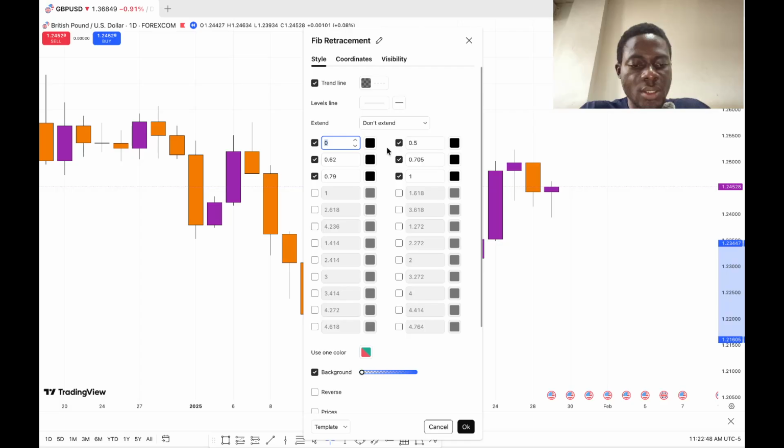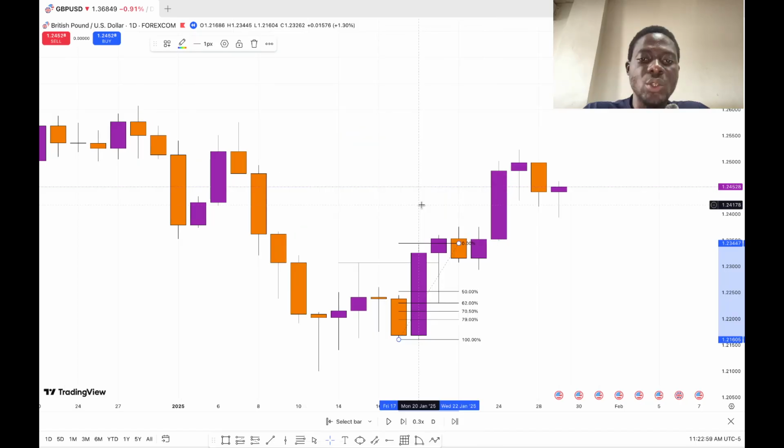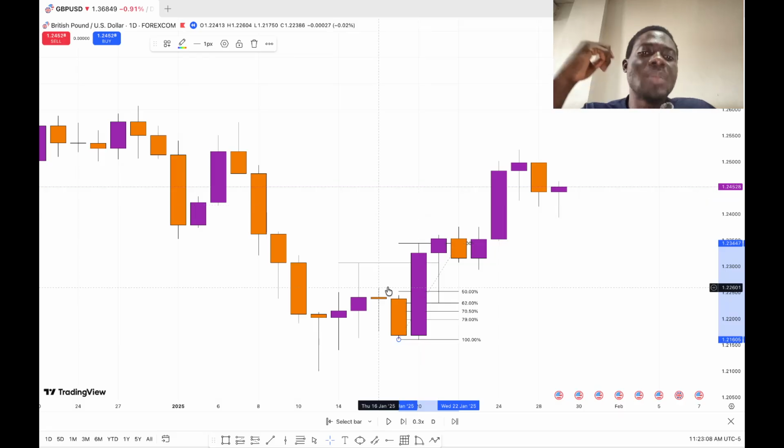Now the whole reason why I drew this one up is that we are measuring this impulsive price move. We've seen that, okay, now that it has gone upwards, that means market makers, the people who make the markets, are trying to push price upwards.